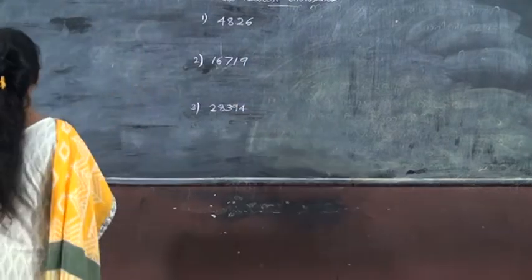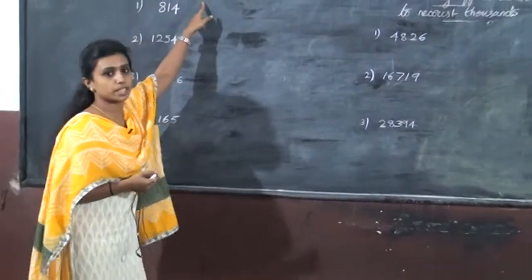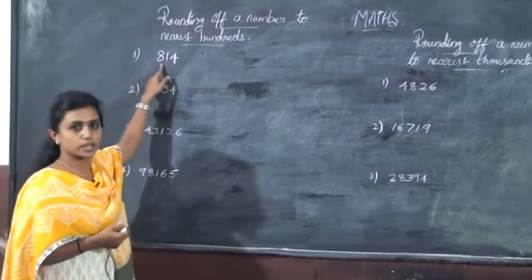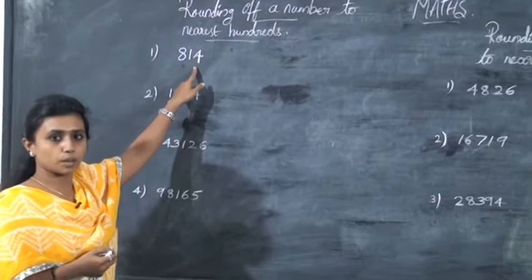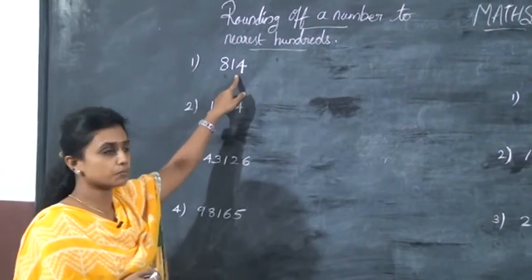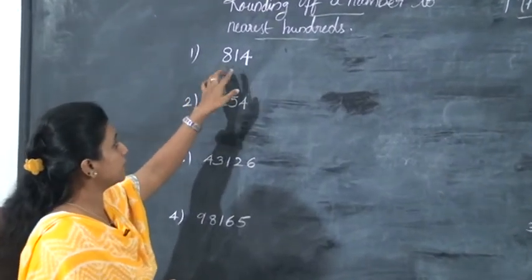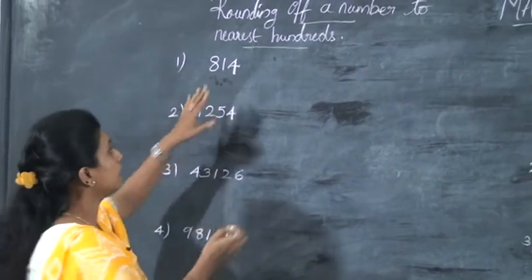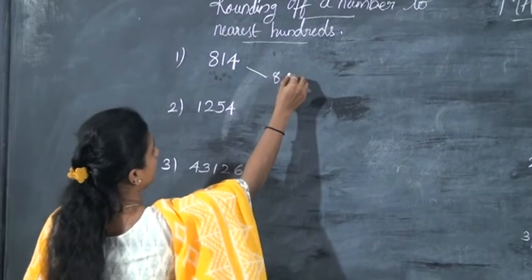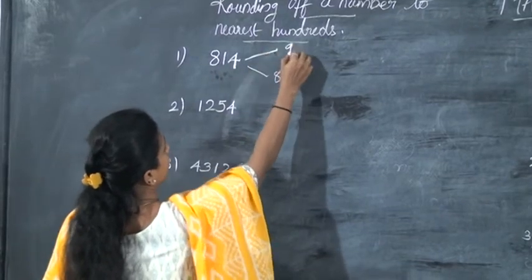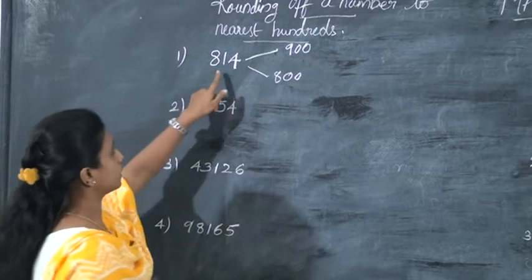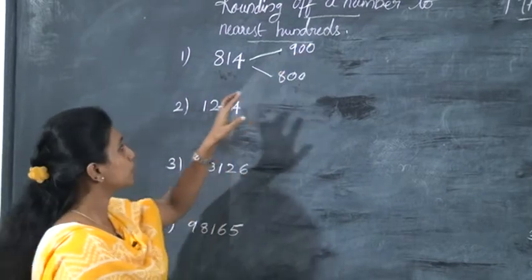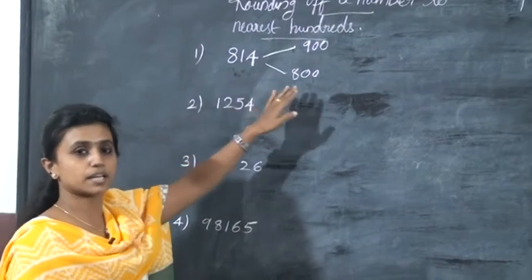Look here. Rounding off a number to the nearest hundreds. Here you can see the first number, 814. You want to round off this number to the nearest hundreds. First look, this number lies between which numbers? 800 and 900. Okay, 814 lies between 800 and 900. Now you want to round off this number to the nearest hundreds.